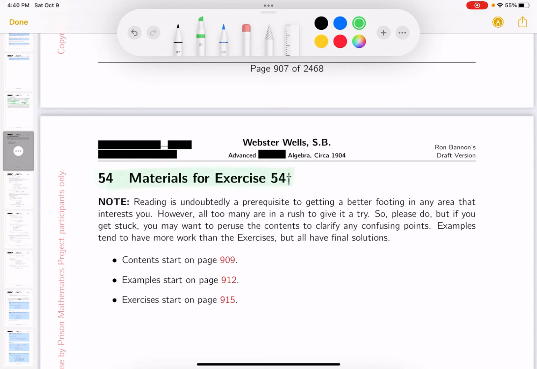Okay, we're in section 54. Again, it's the contents that you read through, make some attempt to understand it, examples, and then exercises.